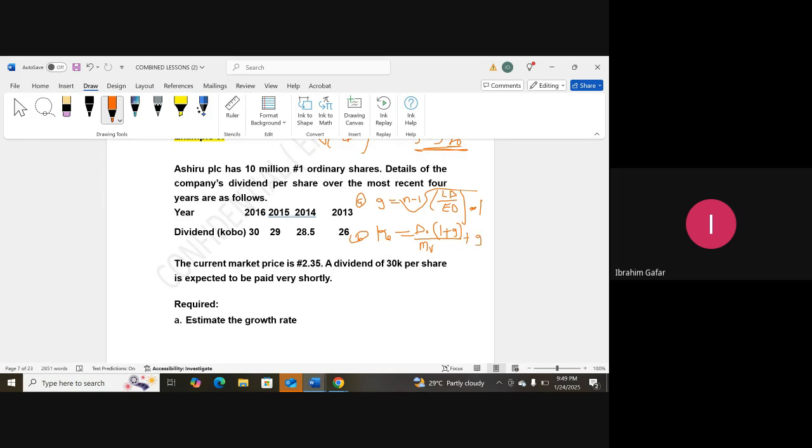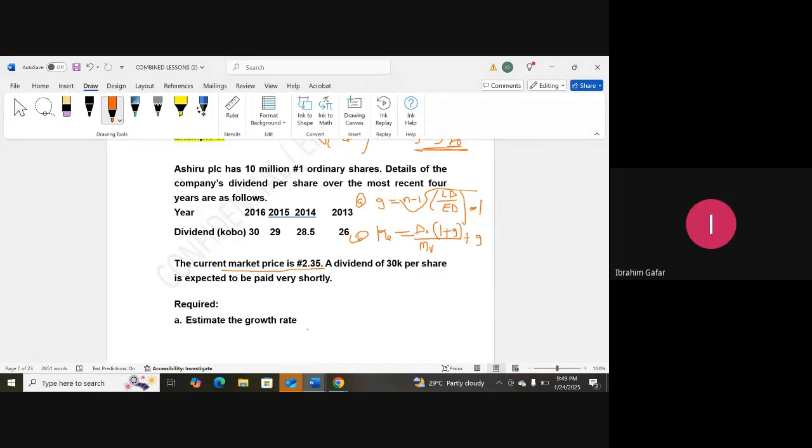So the question now is the market value given to us. How much is the market value given to us? 2.35. That 2.35, is it cum div or ex div? Cum div. Why is it cum div? Because they said it will be paid very shortly. They said the dividend of 30 kobo per share is expected to be paid very shortly. It means it has not been paid. Are we all agreed? Can we move on? Yes, sir.